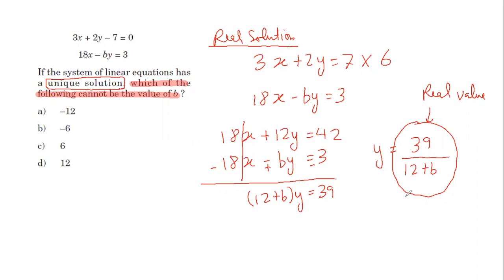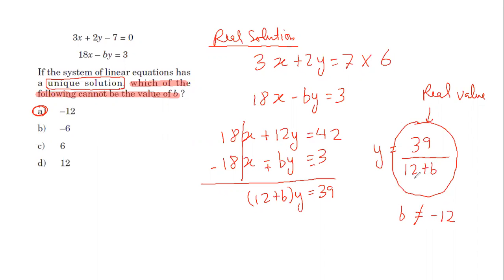And if the denominator becomes 0, it will become undefined, which is not possible. So my answer is actually A. Which of the following cannot be the value of b? B could be anything apart from negative 12. So b cannot be negative 12.